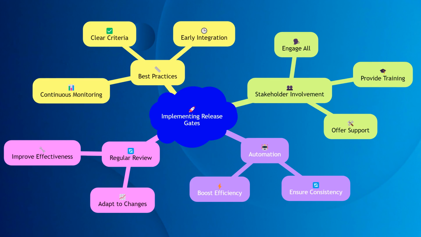To effectively implement release gates, follow best practices such as defining clear and measurable criteria, integrating release gates early in the release process, and continuously monitoring and updating the criteria. Additionally, involve all stakeholders in the process, provide training and support for development teams, and use automation to ensure consistency and efficiency. Regularly review and refine the release gates to adapt to changing requirements and improve overall effectiveness.